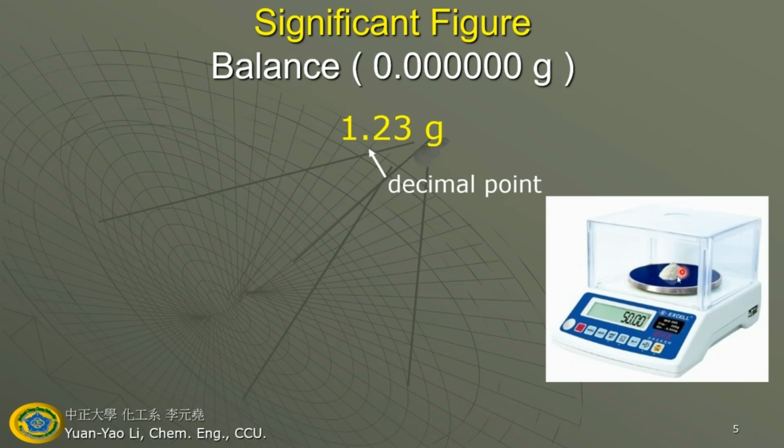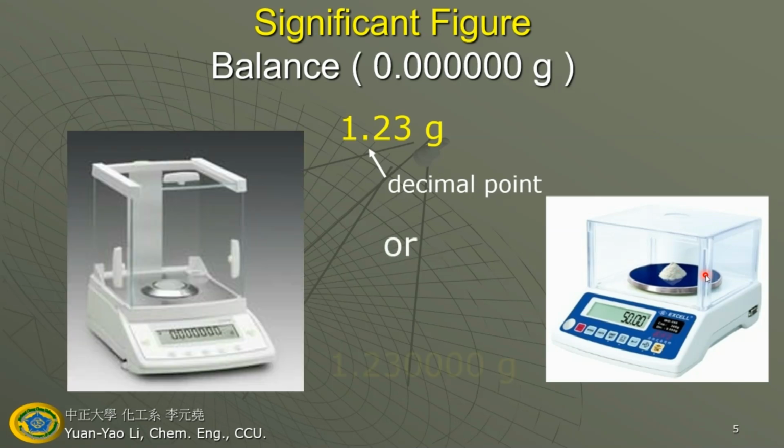However, if you put the same amount of sample on another balance, there are 1, 2, 3, 4, 5, 6 digits on the right of the decimal point. Of course, you understand which one of these two balances is more expensive. If you want to buy a balance, which one will be costly, where you spend more money? Right or left?